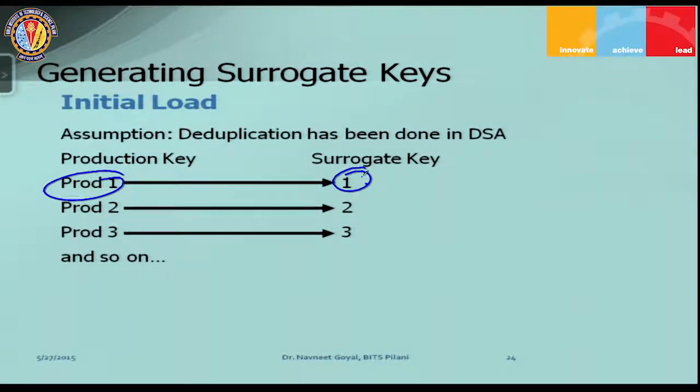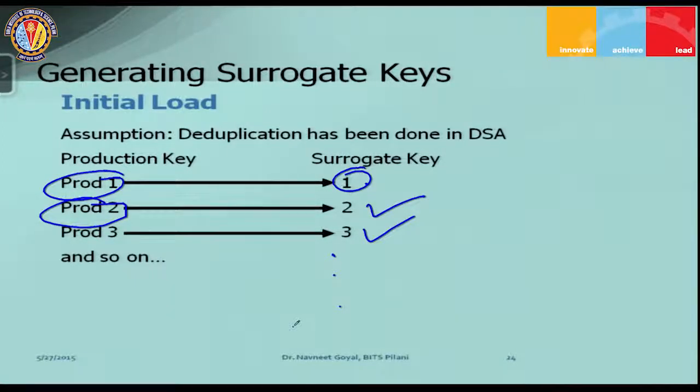So surrogate key is 1, right? Then I look at the second record, find product key 2, and assign it surrogate key 2, then 3, and so on. This is what I do for every dimension. I take the first record in the dimension table, assign it surrogate key 1, go to the next record, assign it surrogate key 2, and keep on doing that until I have done the complete table scan of the dimension. So this is what we do.